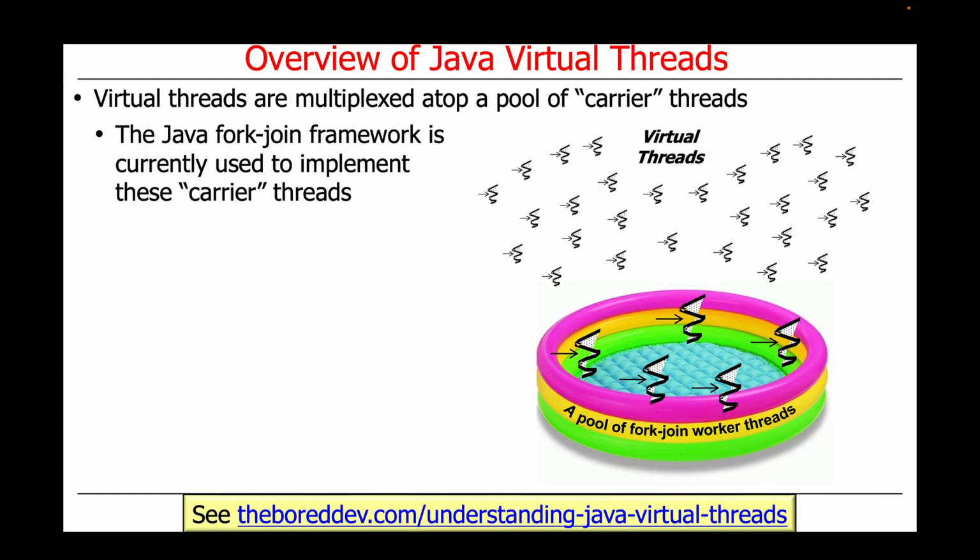The Java fork join framework is currently used to implement these carrier threads. And the Java fork join framework is a very powerful framework that allows a smaller pool of platform threads or carrier threads to be used to perform the computations of many, potentially hundreds of thousands or millions of virtual threads that are multiplexed atop it.